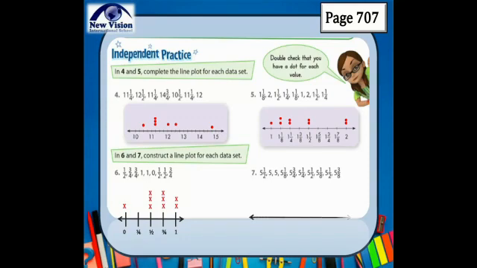Number 7. The number line is 5, 5 and 1/8, 5 and 1/4, 5 and 3/8, 5 and 1/2, 5 and 5/8, 5 and 3/4, 5 and 7/8, 6. Okay, so let's start with 5 and a half, 5, 5, 5 and 1/8, 5 and 3/4, 5 and 1/4, 5 and a half, 5 and 1/8, 5 and a half, and 5 and 3/8.